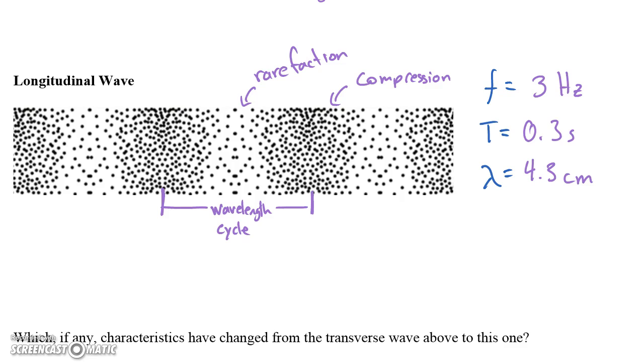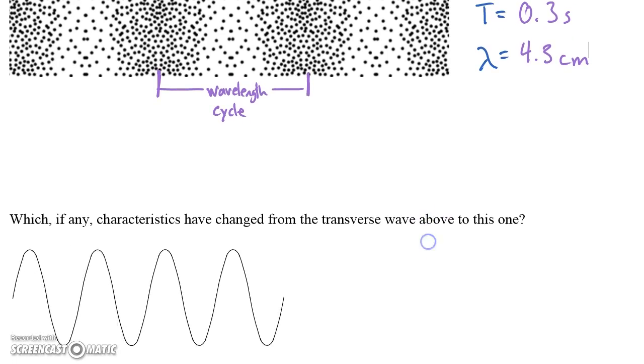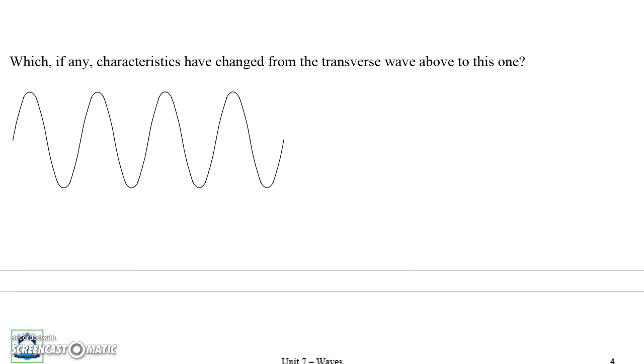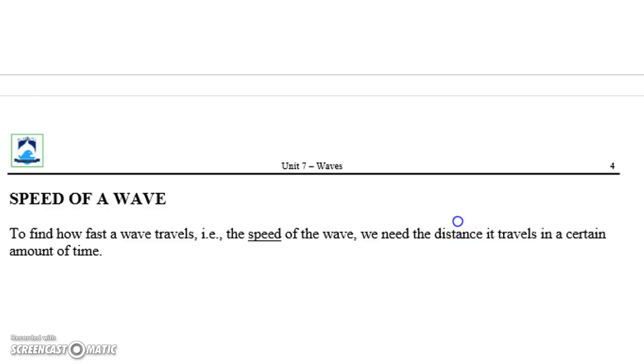But we still have our wavelength, which I've drawn from one compression to another because that's the easiest to visualize. And so I measured that to be 4.3 centimeters. And the frequency, if I count how many cycles I have, I see 3 complete cycles. So I have 3 in 1 second, so a frequency of 3 hertz. 1 divided by that gives me a period of 0.3 seconds. Now if we compare this bottom transverse wave to the one at the top, what you want to think about is anything that has changed, and we'll go over that in class.